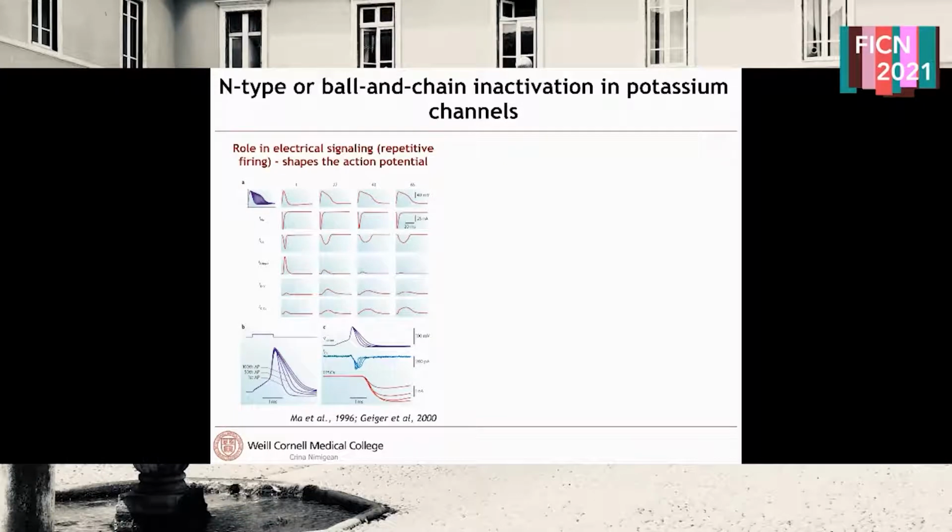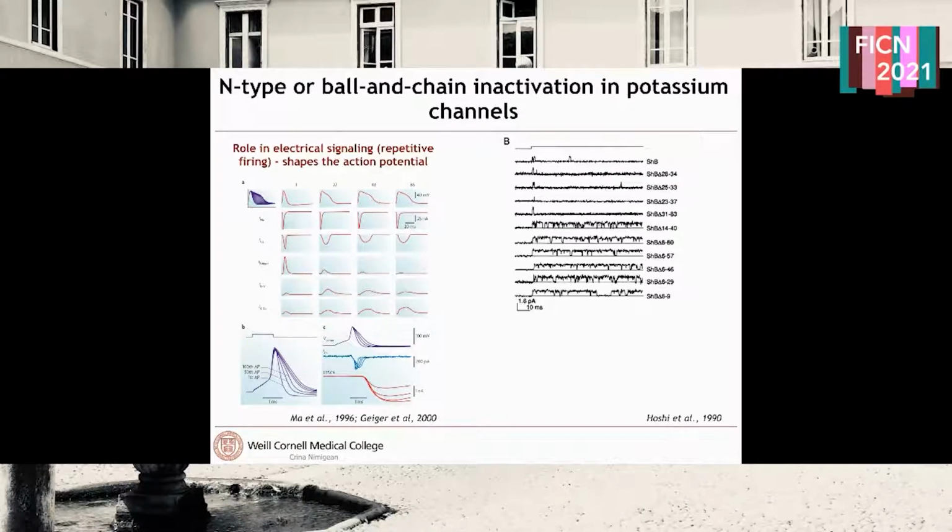Now, in potassium channels, there's also an N-type or ball and chain inactivation, and that also has an important physiological role in electrical signaling, in repetitive firing, to actually shape the action potential in such a way that during a train of action potentials, the 100th action potential is much broader than that of the first one.